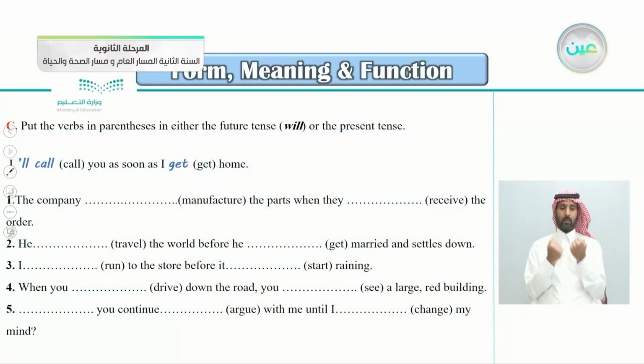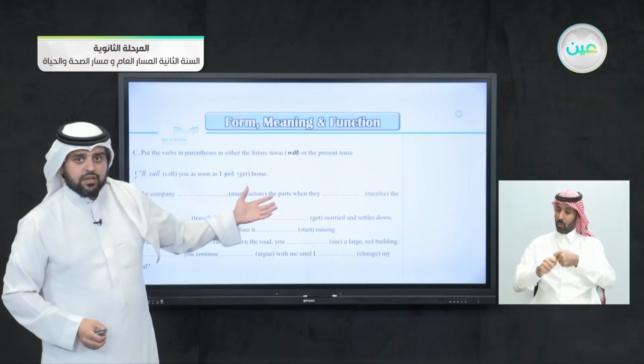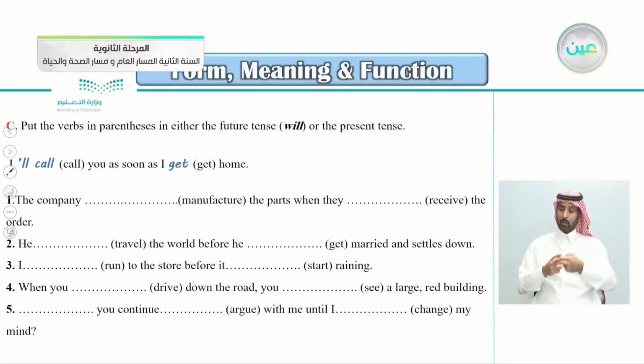Exercise C here: put the verbs in the parentheses in either the future tense, will, or the present tense. The first one is already done here: I'll call you as soon as I get home. Number one, the company manufacture the parts when they receive the order. So here we have two verbs, manufacture and receive.